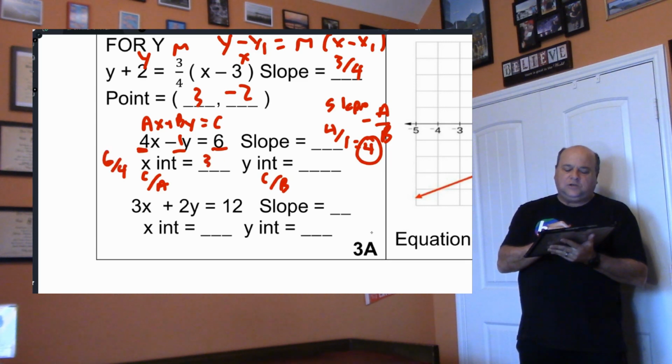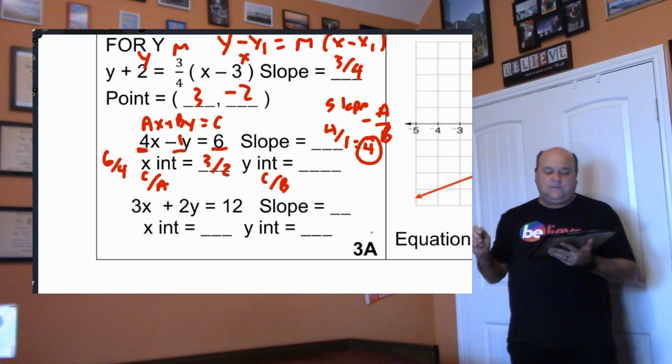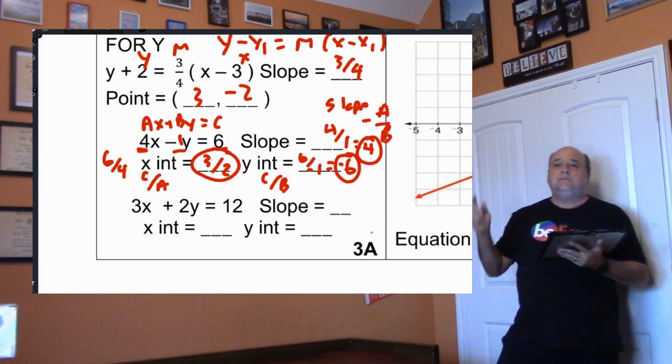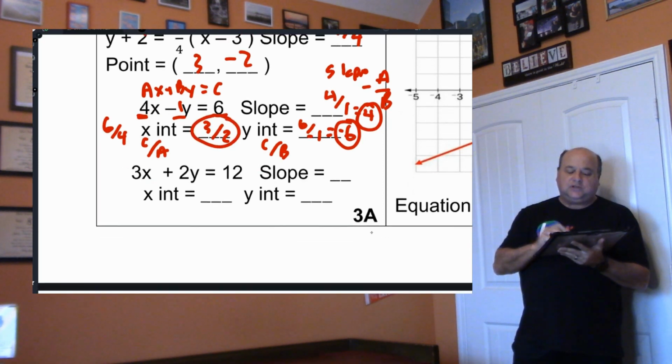6 divided by 4 is 3 over 2, if you were to punch that in the calculator. Your y-intercept is going to be 6 divided by negative 1, which is negative 6. Sometimes the intercepts will not be integers. Let's go to this one.